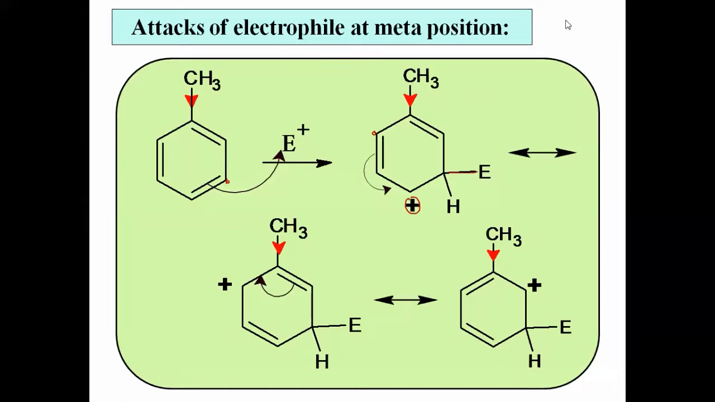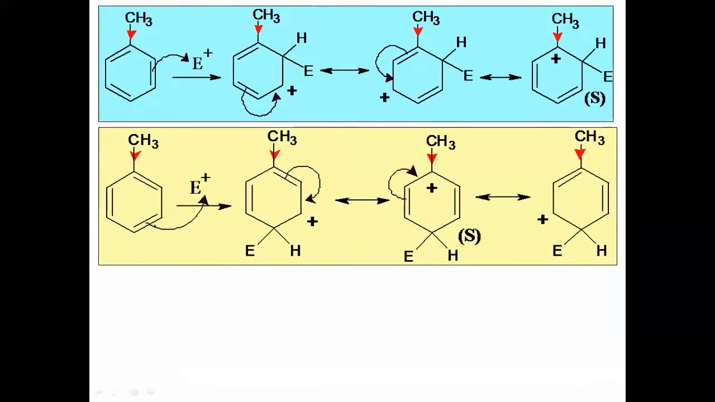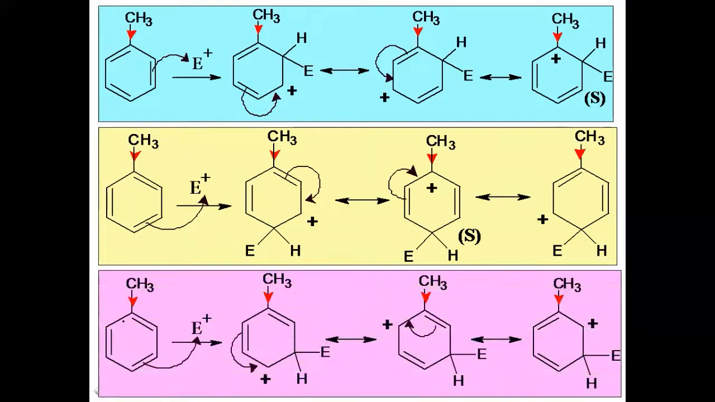Now let us see just a comparison. I will show the comparison, a direct comparison between different Arenium ions when attack takes place at ortho, para, and meta position. Suppose this is the first case when electrophile attacks on the toluene at ortho position, we get different Arenium ions. These are the resonating structures. Second, suppose the electrophile attacks at the para position, we get again an Arenium ion, which is resonance stabilized. Third case, suppose the electrophile attacks at the meta position, again there is formation of an Arenium ion, which is also resonance stabilized. In all three cases, there is a formation of Arenium ion, and they show the resonance effect. But what's about the stability among them?